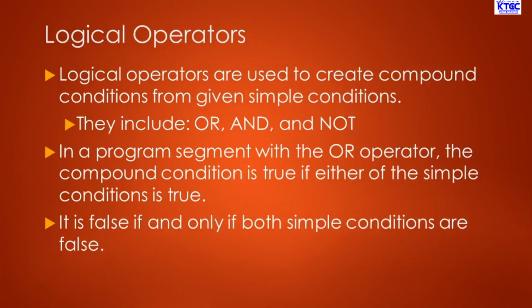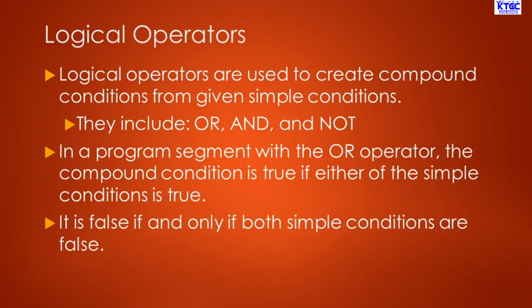Now let's come to logical operators. Logical operators are used to create compound conditions from given simple conditions. In a situation where we have a lot of conditions to make, we can use the or, and, and not operators to join them together just to make our code very simple, tidy, and straightforward. In the program segment with the or operator, the compound condition is true if either of the simple conditions is true. It is false if and only if both conditions are false.